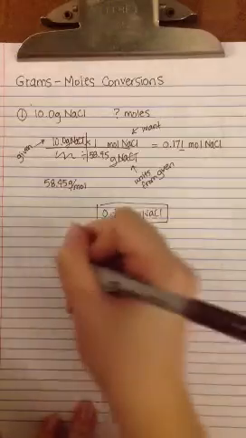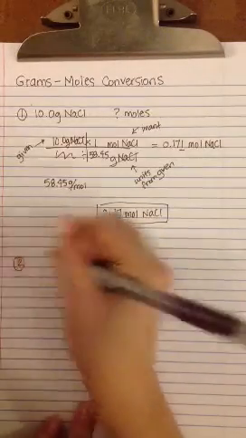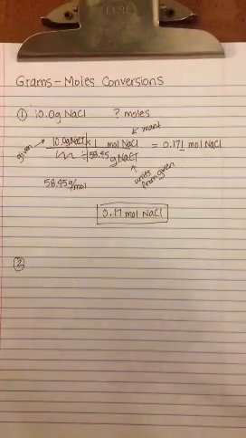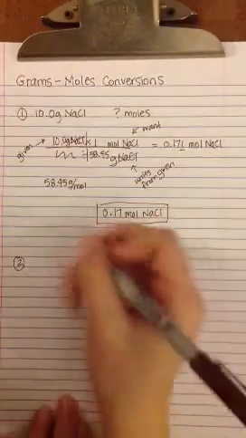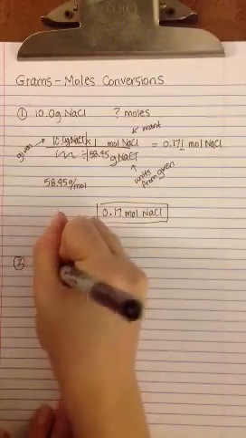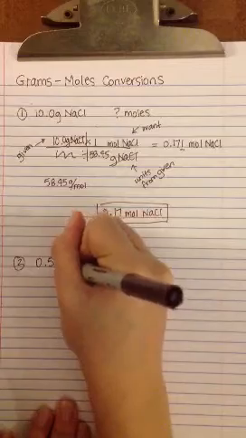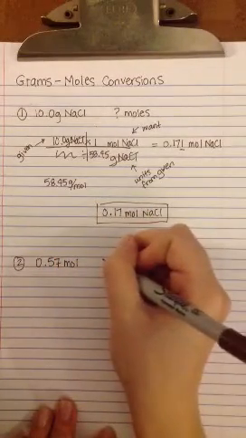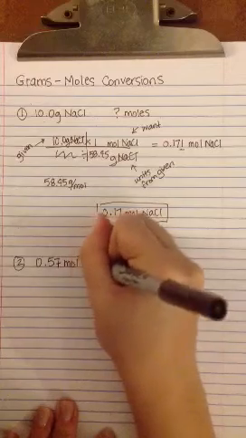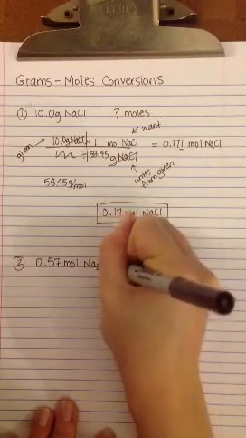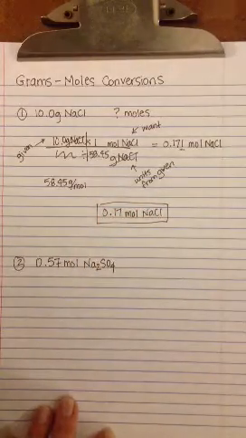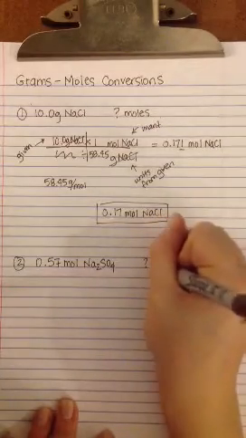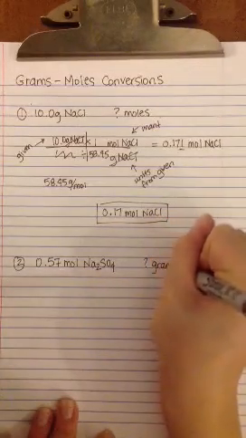My second example is a reverse calculation. I'm actually going from moles to grams. So say I arbitrarily pick that I have 0.57 moles of, let's pick something slightly different, let's do sodium sulfate, because I found the molar mass of that in my molar mass video. And I want to know how many grams of sodium sulfate do I have.